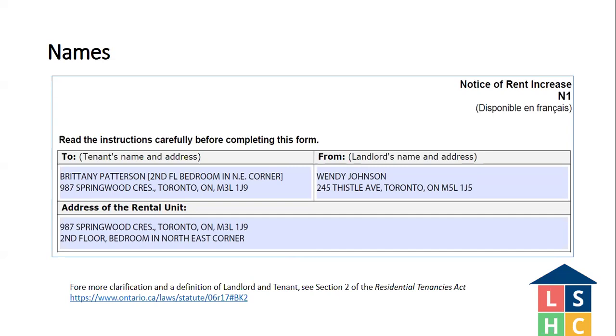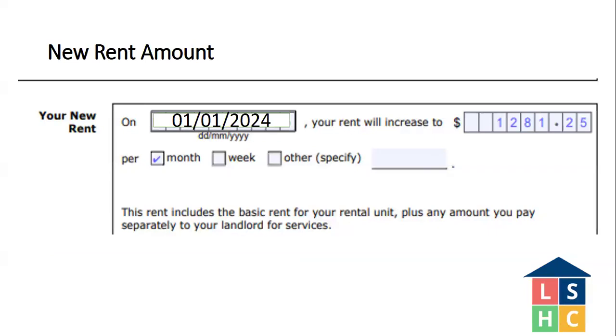Include their full name and the address of all the landlords for the rental unit. It is very important for the address of the rental unit to include the full address and specify exactly where the tenants are living, such as the main floor, basement, or upper floor. This section shows the start date for the increased rent amount, along with the new monthly total the tenant is expected to pay.